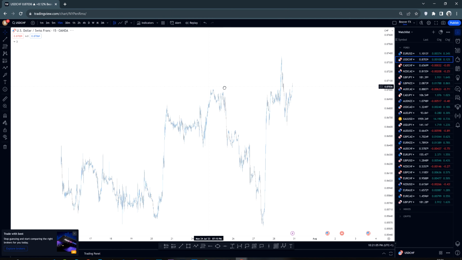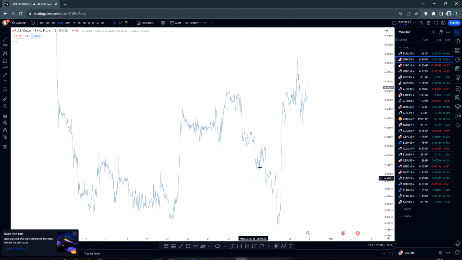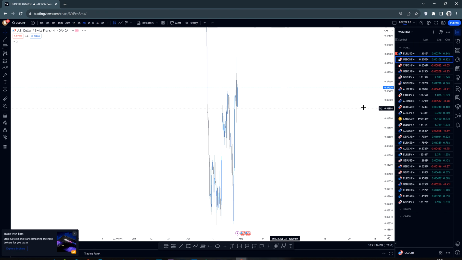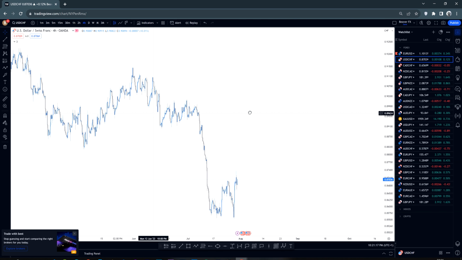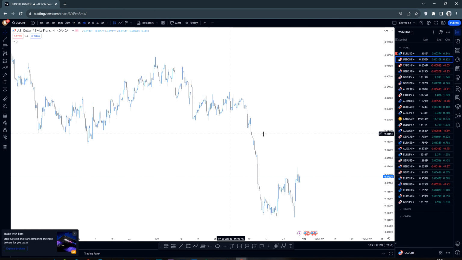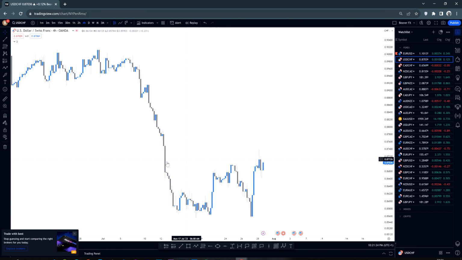So yeah, this is USD CHF. Sorry about that. Let me mark this to show that there's a potential movement. So this is Euro CHF. Now I'm going to the 4-hour time frame. Looking at this, we have something similar to what we have on Euro USD.